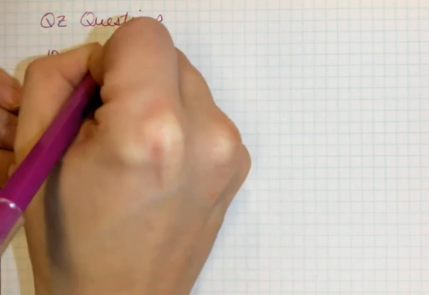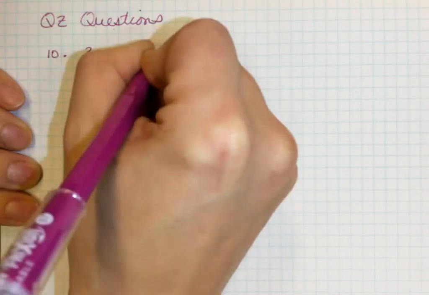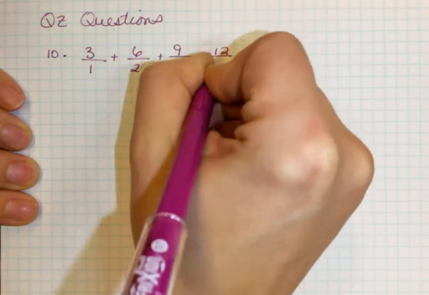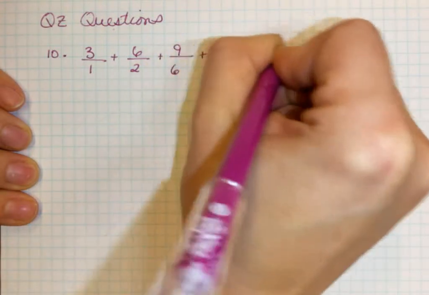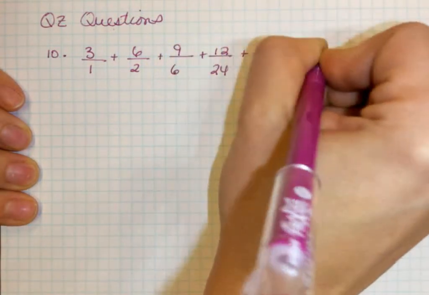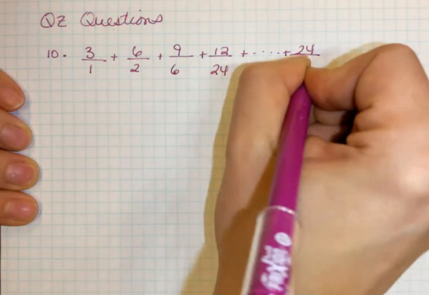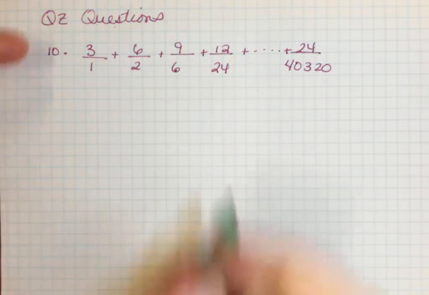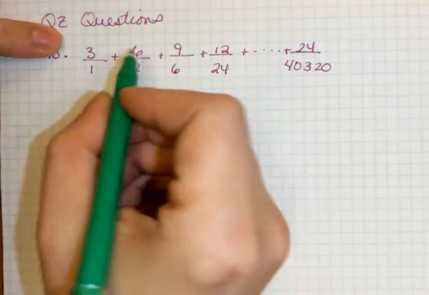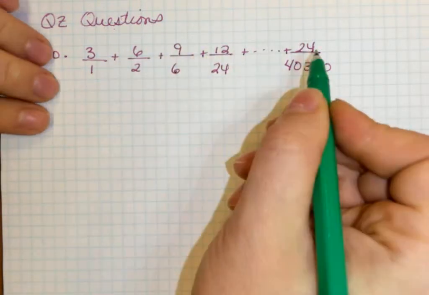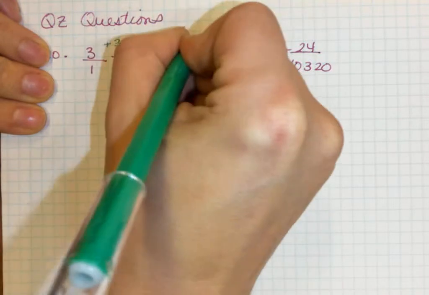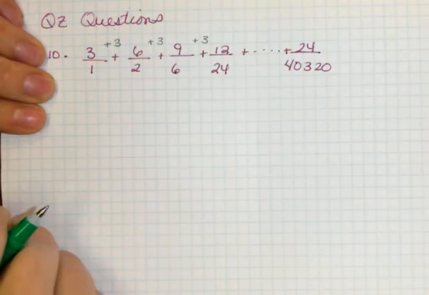3 over 1, 6 over 2, 9 over 6, 12 over 24, ... 24 over 40320. Okay, so let's start with what I think is the easy one. If I go across the top, what is the pattern here? Add 3. On and on and on, right?